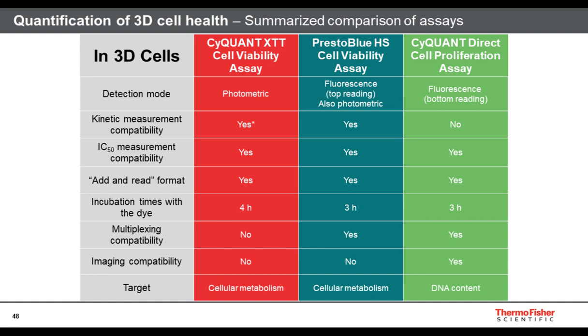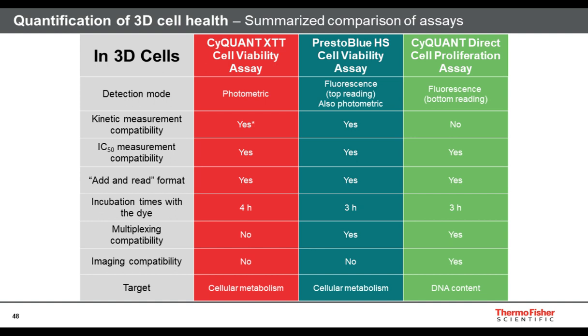We tried to cover all the possible measurements in terms of detection technology. So you had photometric assays in the case of CyQUANT XTT, and then we had two fluorescent assays that can be read with top or bottom reading: in the case of PrestoBlue HS with top reading, and in the case of CyQUANT Direct with bottom reading. All three assays, as Leticia explained in detail, can be used as endpoint measurements. But in the case of kinetic measurements, we recommend using only CyQUANT XTT and PrestoBlue HS. CyQUANT Direct, we recommend using only as endpoint measurements.